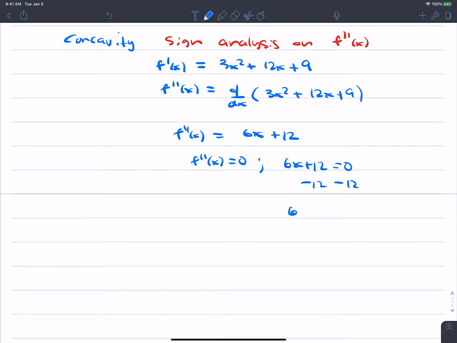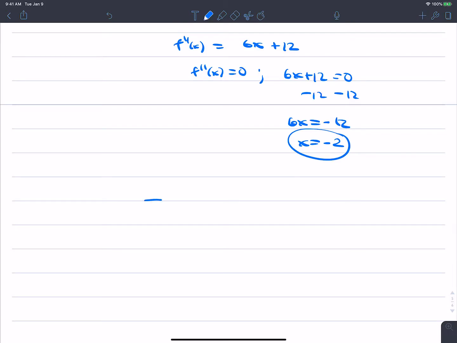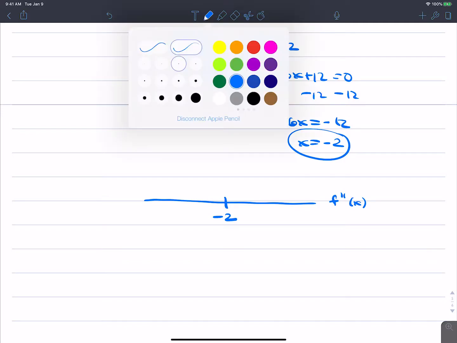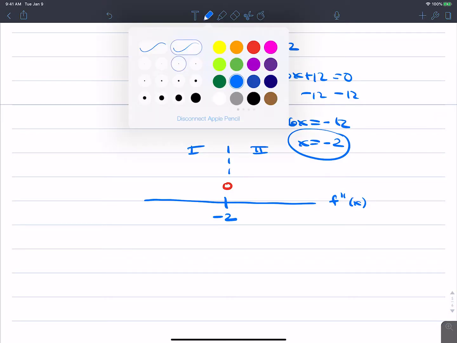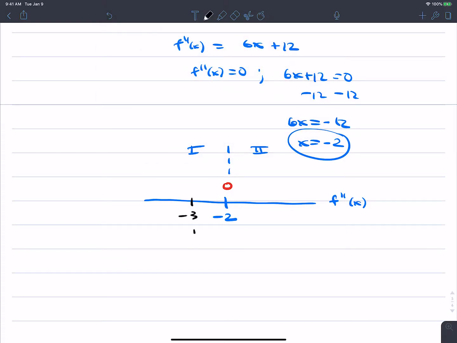Subtract your 12 and we get what? 6x is negative 12, or x will be negative what? 2. So remember, we're doing sign analysis. And at negative 2, we got the second derivative here. That value will be what? 0. Quadrant 1, quadrant 2. Test, maybe at negative 3. Test point. 0 is available. I like using that. And again, we're going to have to test now the what? Second derivative.